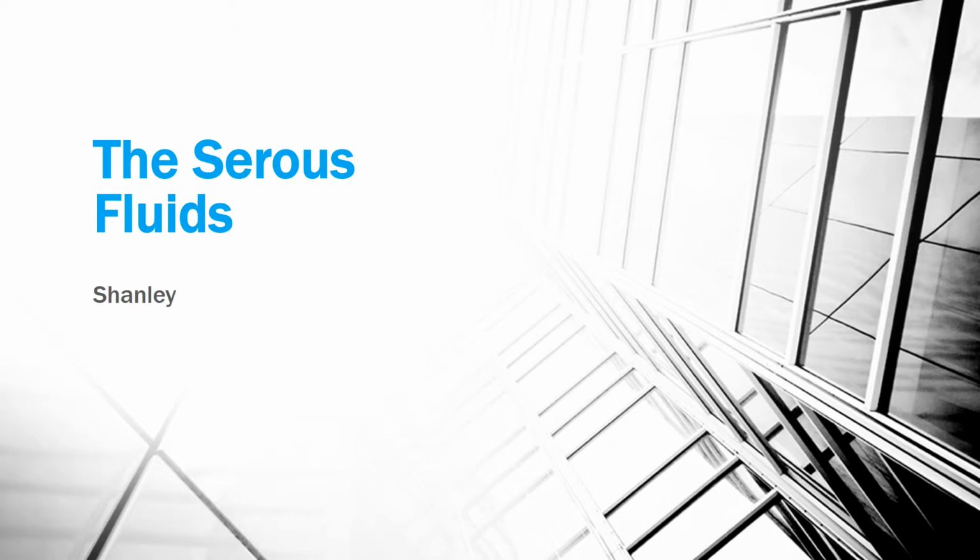Okay, so we're going to go through the pericardial and the pleural fluids first, because they're a little bit different in the sense that we get them a little less frequently, and there's going to be less of them when you do collect them.